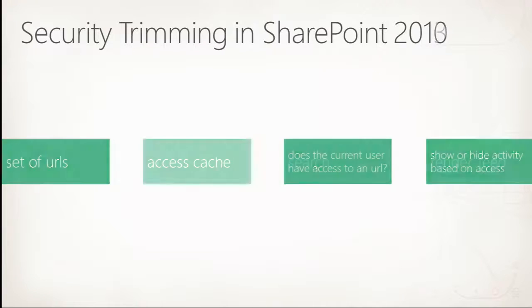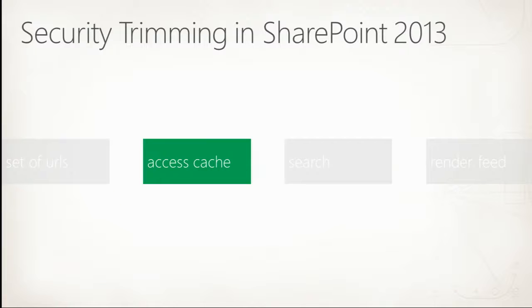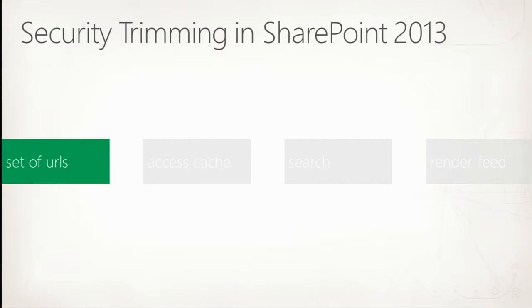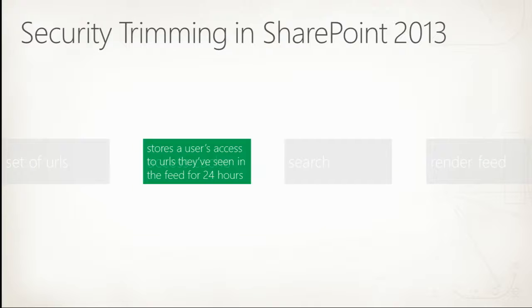So we introduced this idea called the access cache. And essentially, you can think of it as a layer between the news feed itself and the search service. So what we do in the access cache is we store, whenever a user goes to their news feed, what search told us about the set of URLs that we just asked search about. So we'll walk through the same scenario. And I will say, out of the box, it defaults to storing that information for 24 hours.